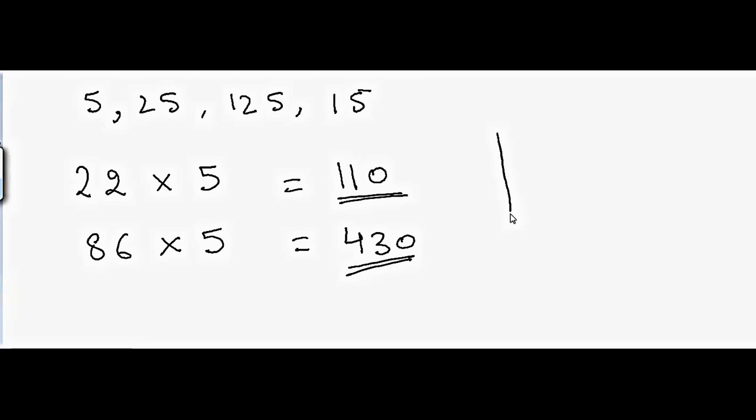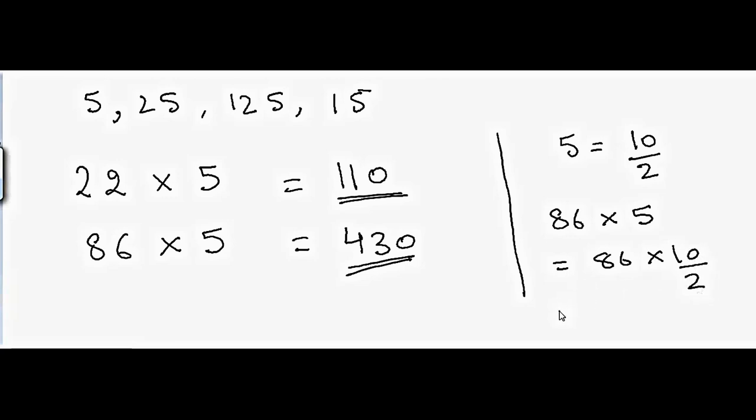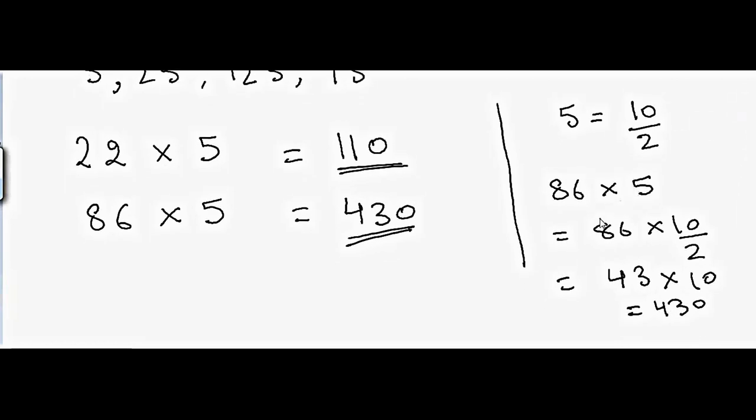So this is the concept. The concept is very easy. 5 is equal to 10 divided by 2. So in a way, if I multiply 86 by 5, that is equal to 86 into 10 divided by 2, so that will be 43 into 10, which is equal to 430. As you can see, this is nothing new, and most people already know this, but we don't remember these concepts when we are doing calculations in the exam or in the market. So it's very handy if you remember this kind of concept.